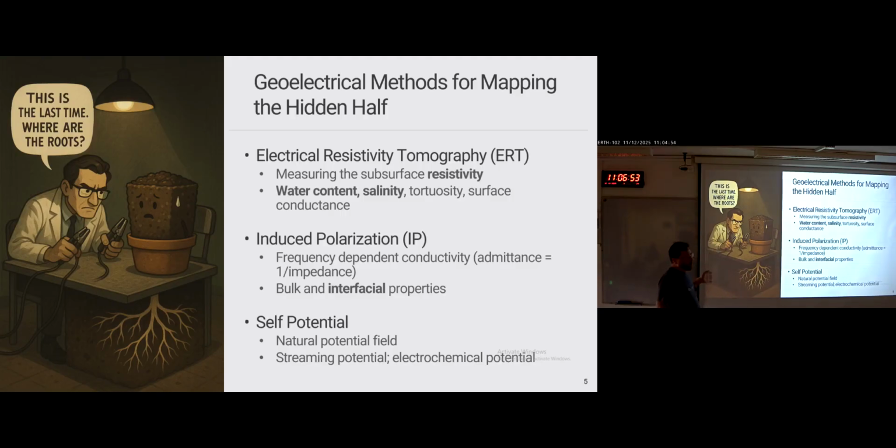And typically we do it over a relatively broad frequency range. In applications in soil science and geology, typically the maximum frequency is around 1 kilohertz, something like that. And the last method is self-potential, in which we can monitor the natural potential field developed due to an electrochemical potential gradient or flow in clay, so streaming potential, but I'm not going to talk about this method. We are not using it here.